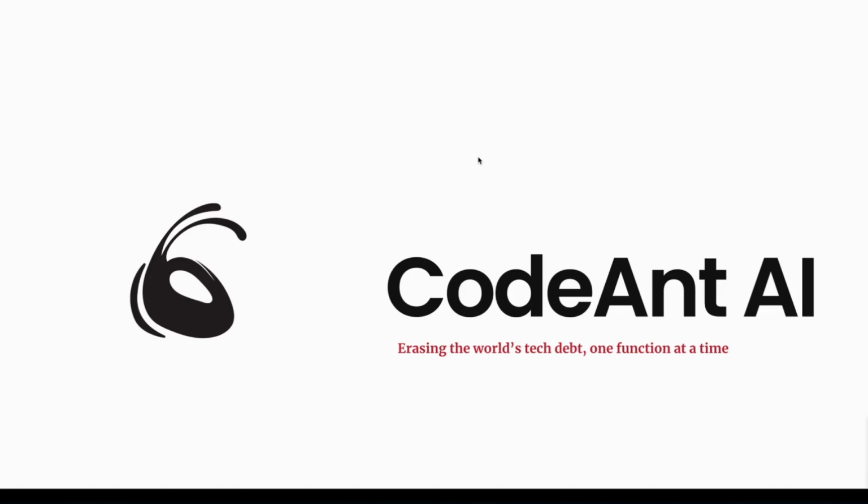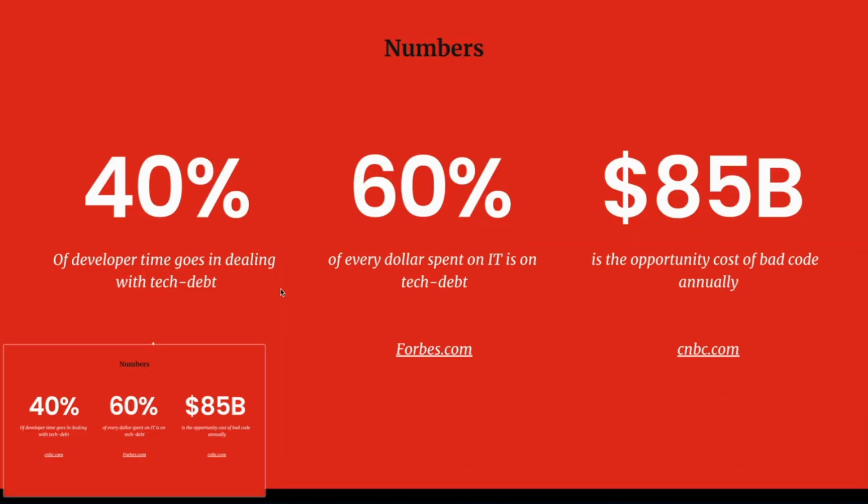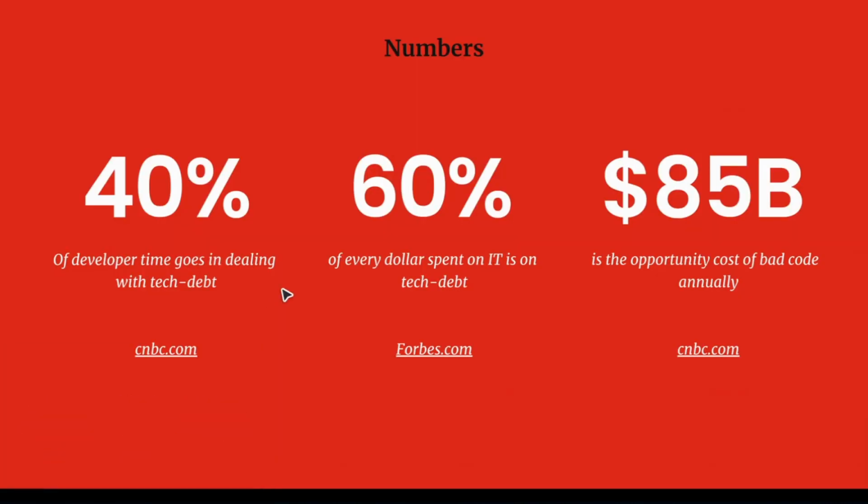So, what is tech debt and why are we so concerned about it? Let's see. 40% of developers' time goes in dealing with tech debt. On average, 60% of every dollar spent on IT budget is on tech debt. $85 billion is the opportunity cost per year for bad code which is written and pushed to production.